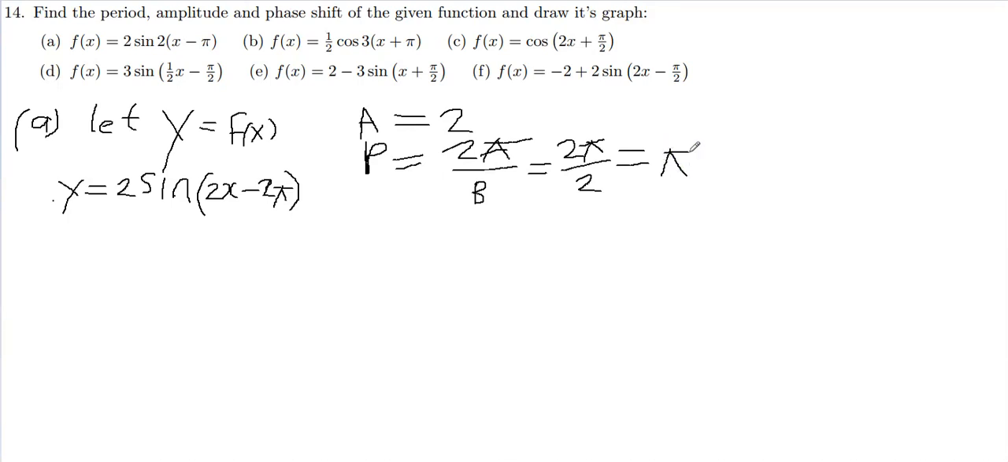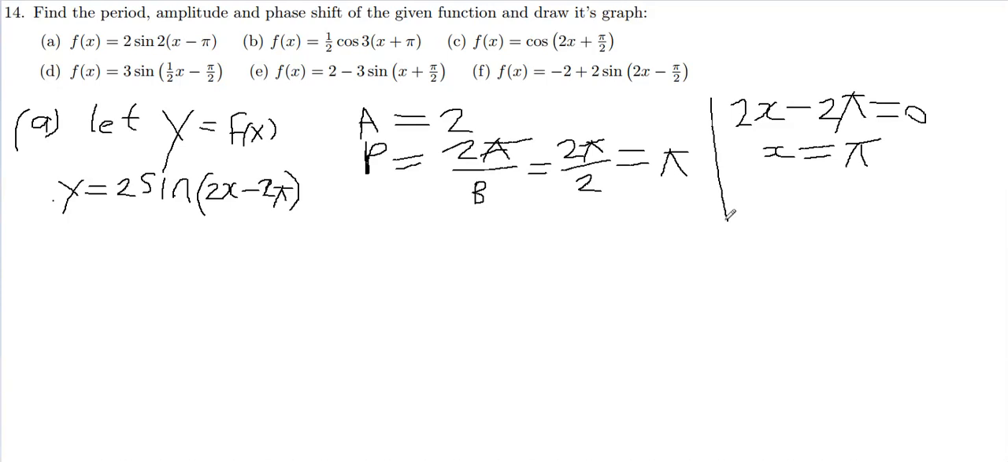And then I'll also find the starting point where my first cycle is going to start from. I'll take everything in these brackets and equate it to 0. 2x minus 2 pi is equal to 0. When you make x the subject of the formula, you find that your x is going to start from pi.